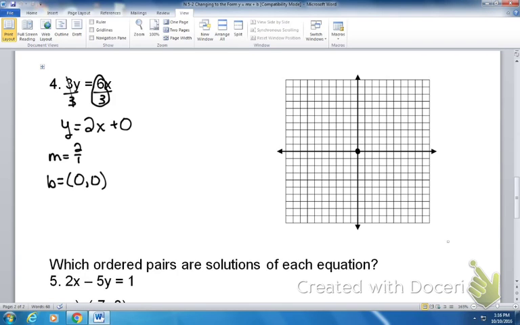So I'm going to start at the origin. Looks like I have a positive slope, so I'm going to go up and to the right, and I'm going to plot those. So up 2, right 1, and keep repeating that for four points.